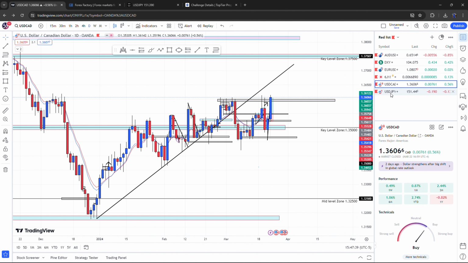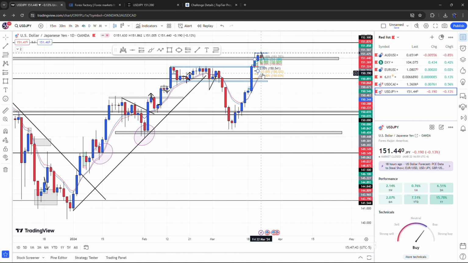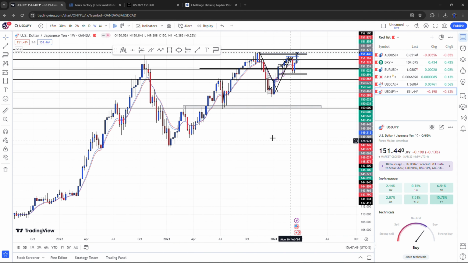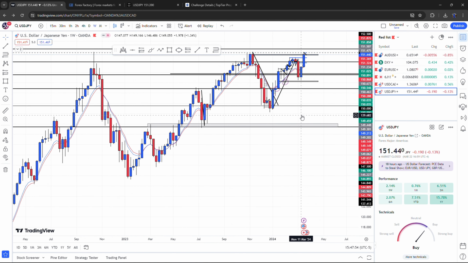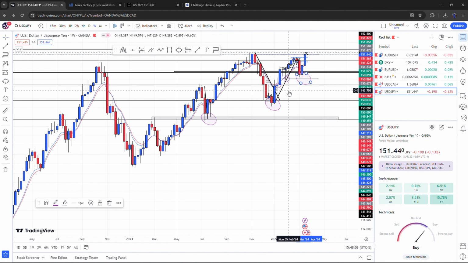Now I'm going to analyze USDJPY because I also trade that pair as well. Let me delete this really quick. Okay, so for USDJPY, I see a lot of bullish momentum. As you can see here, we have a higher low here, a higher low here, and a higher low here.